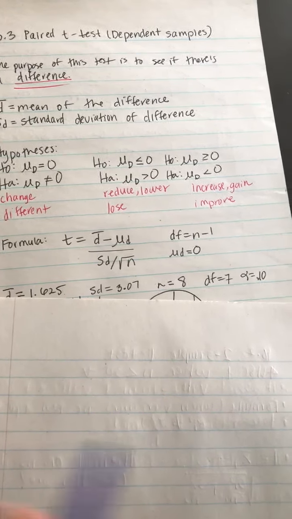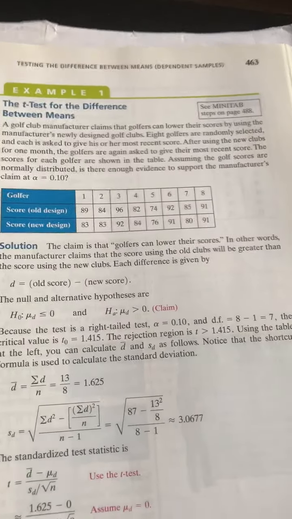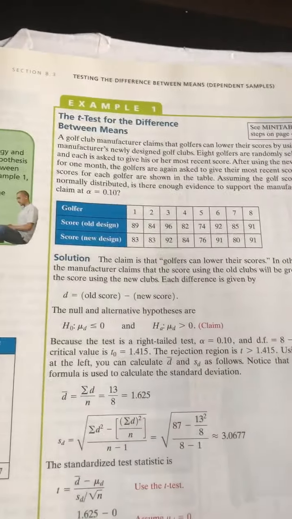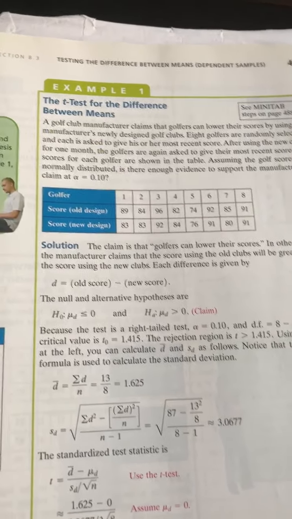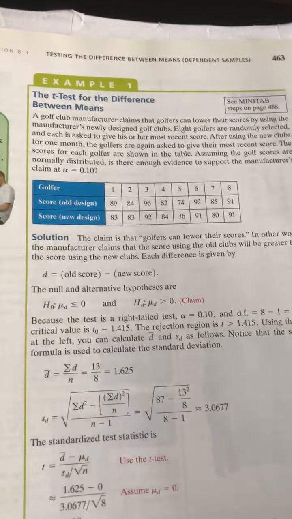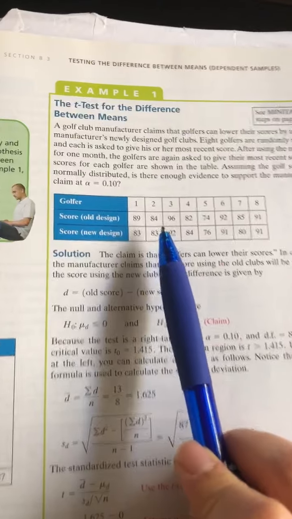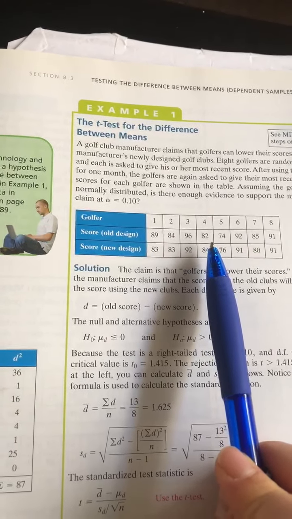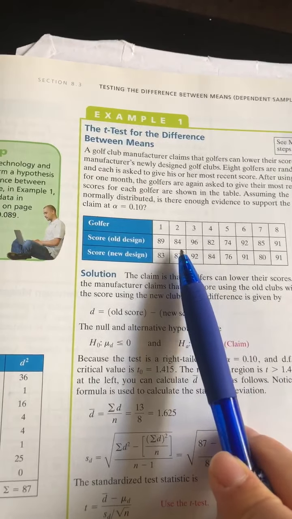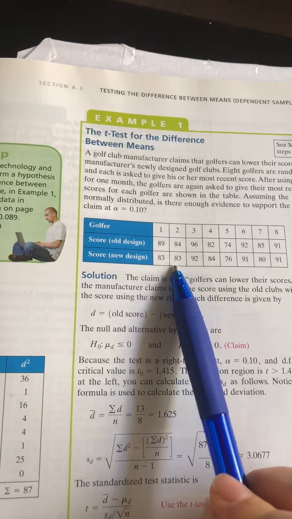Okay, so let's look at an example. This example is about golf, and it's on page 463, example 1. If you're not familiar with golf, the lower the score, the better. So just keep that in mind, because typically in most sports, the higher the score, the better, but this one's the opposite. So a company is making new clubs for golf, and they're hoping that they improve the score. Improve the score means it goes down, because the lower it is, the better.